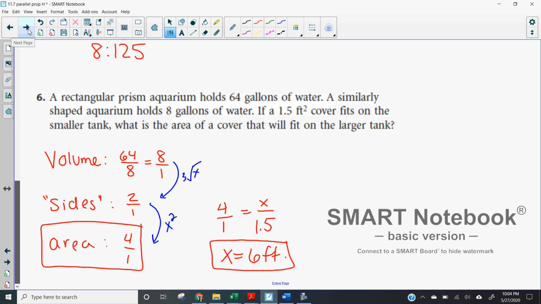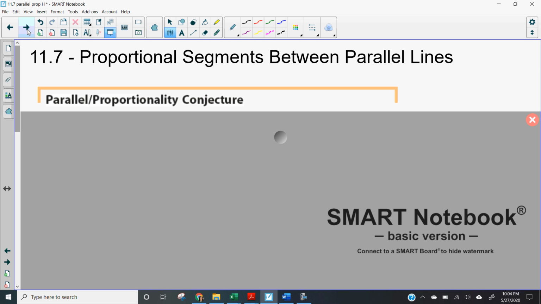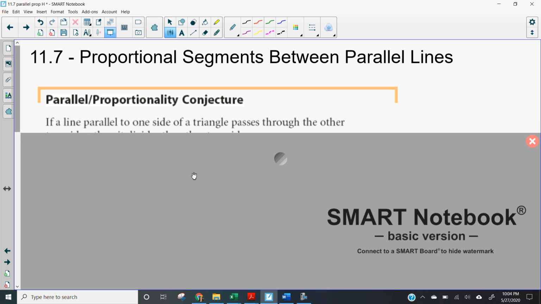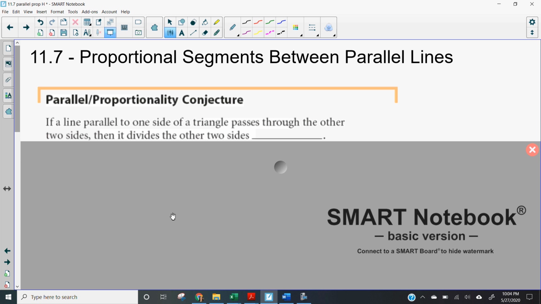Okay, so get your notebooks ready. Pause if you need to. 11.7, proportional segments between parallel lines. This is a pretty wordy conjecture, but I'm going to show you in a diagram what it means. So if you're comfortable just putting the diagram in your notes, that's okay with me. So here's what it says. Let me just do one part at a time here.